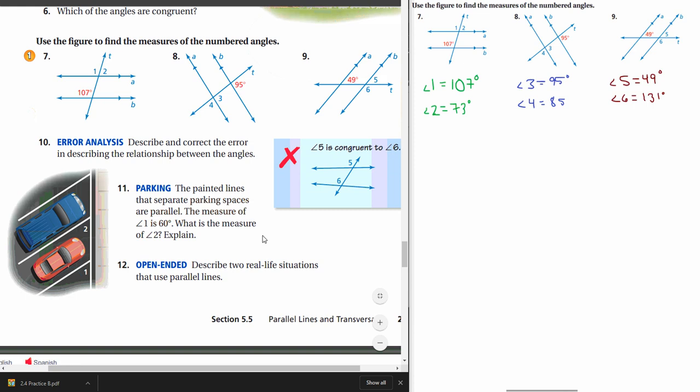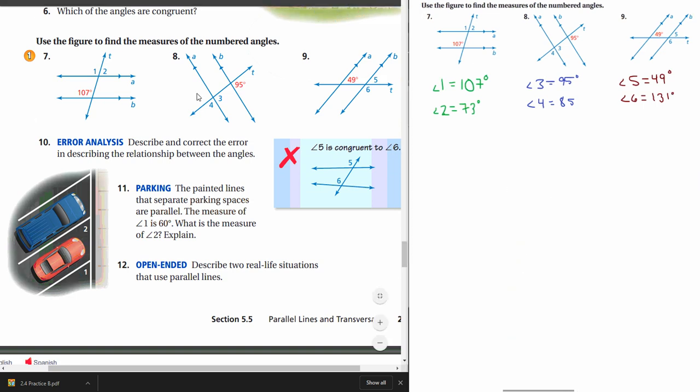Let me see, I think it was number 10 that we had to do next. Yep, we had numbers 10 and 11. So number 10, describe and correct the error. So on number 10, the error, they're saying 5 is congruent to 6 because they're thinking that these are corresponding angles, but that would only be true if we had parallel lines. So I'm going to type this out here.